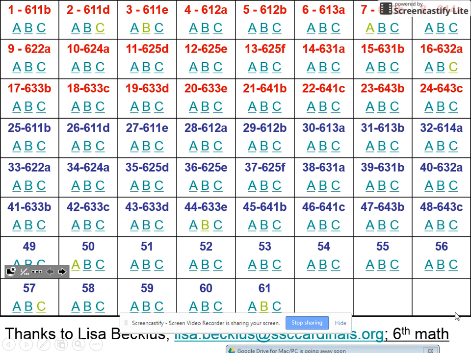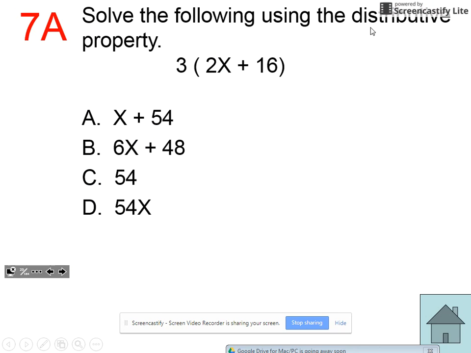Okay, the first one was 7A. If I do the distributive property, I know that this 3 needs to be multiplied by everything inside of the parentheses. So I have 3 times 2x, which would give me 6x, and then 3 times 16, which would give me 48. So the answer is B. If they got it correct, please just leave it alone. If they did not get it correct, please put a line through the answer that they did have.